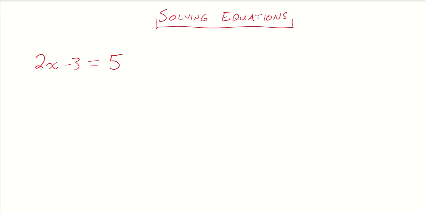Now, I will say here that order technically doesn't really matter. If you wanted, you could get rid of this 2 first. You could get rid of this 2 that's being multiplied against the x variable. I'll show you what that would look like. If you want to get rid of the 2 that is multiplying against the x, what you would do is just divide by 2.